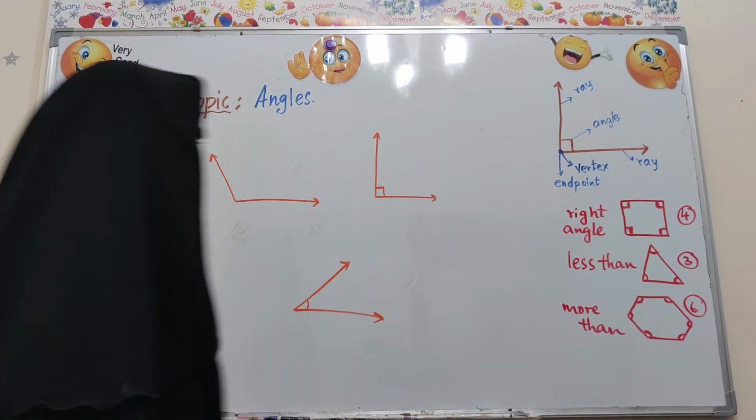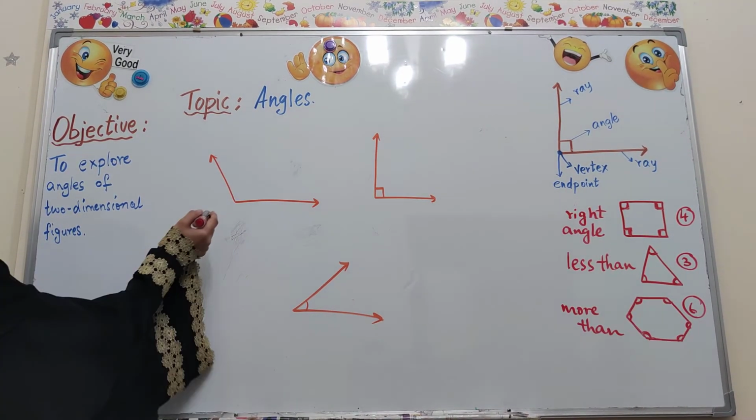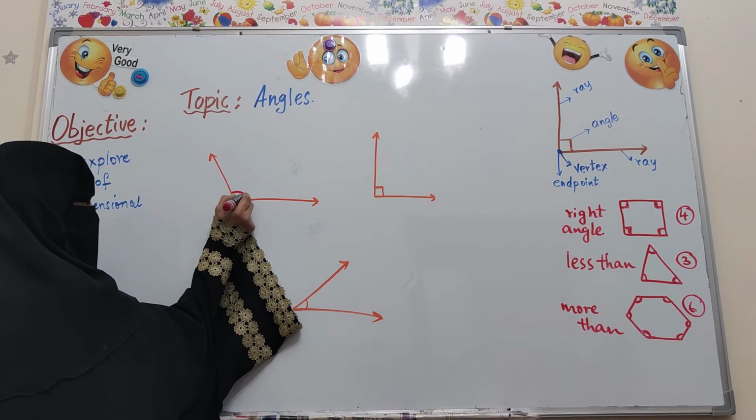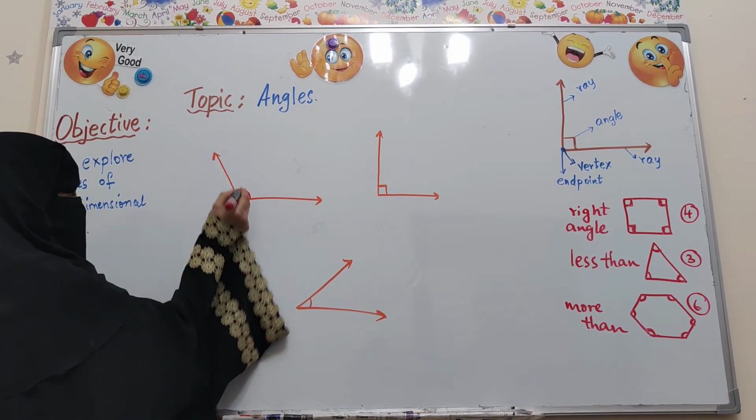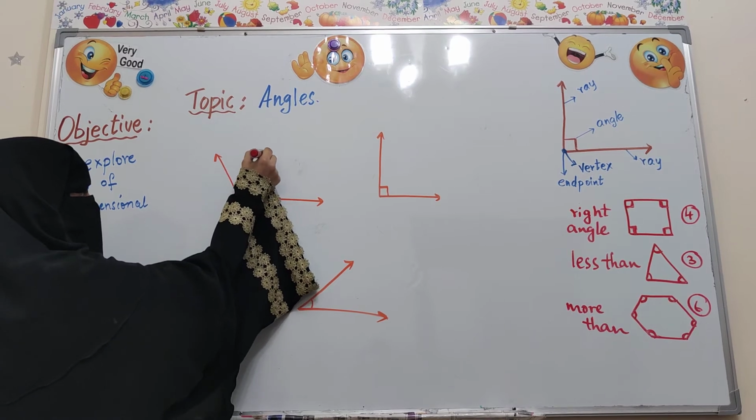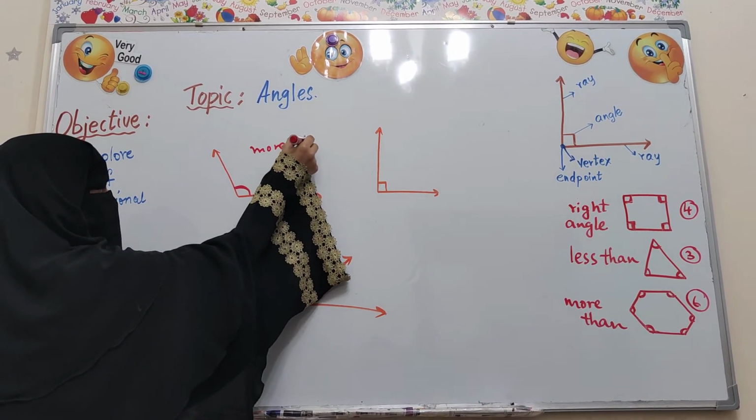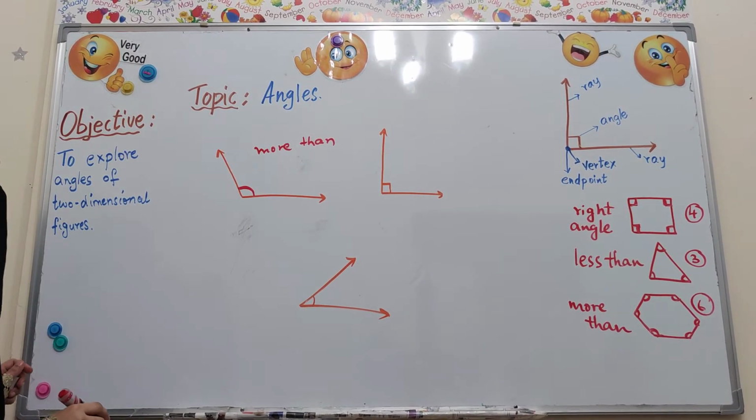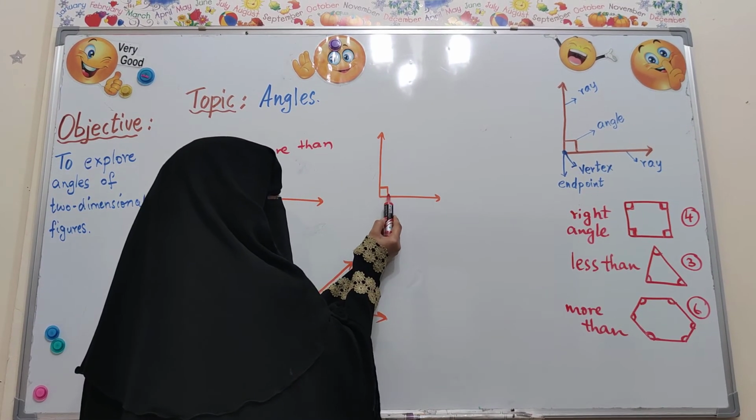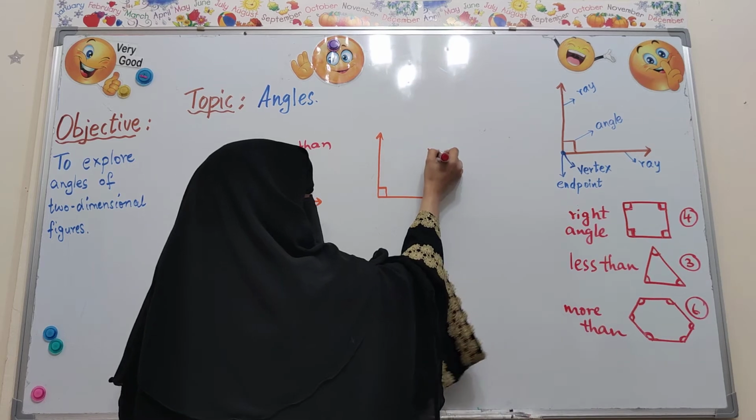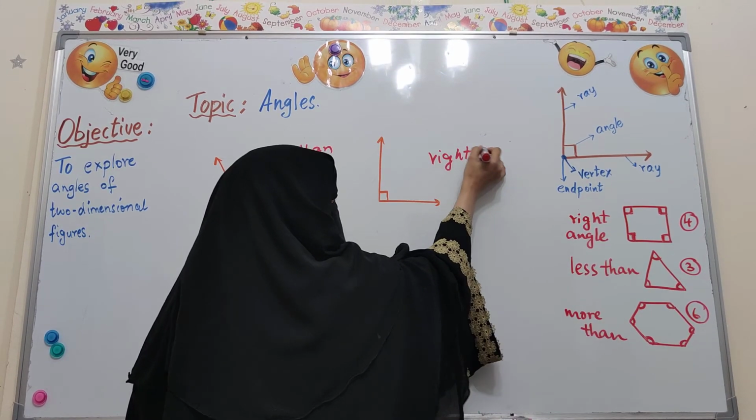Okay. Now let's solve a few questions here. Here, this one. What do you think? If I make it straight, it is a right angle. But this one is more than a right angle. What about this? I have here a square corner, which says that it is a right angle.